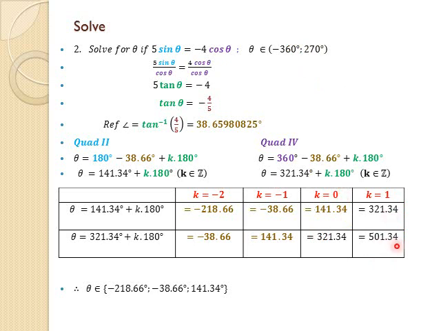Right, now instead of writing it separate like in the first problem, I can list all the answers from smallest to biggest. So smallest value there, negative 218.66, minus 38.66, and then 141.34. So all of these, when I press tan, negative 218.66 will give me negative 4 over 5. Tan negative 38.66 will give me negative 4 over 5, etc.